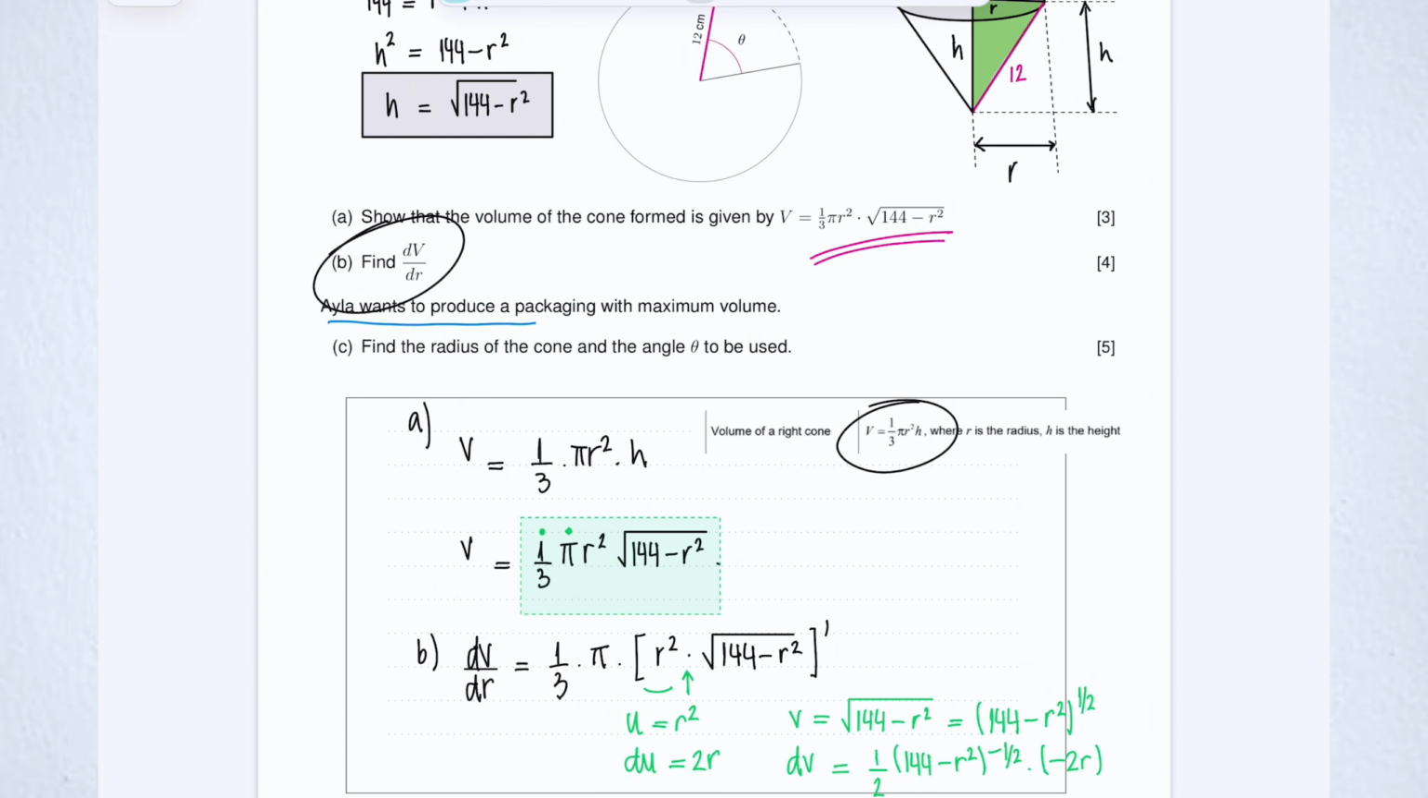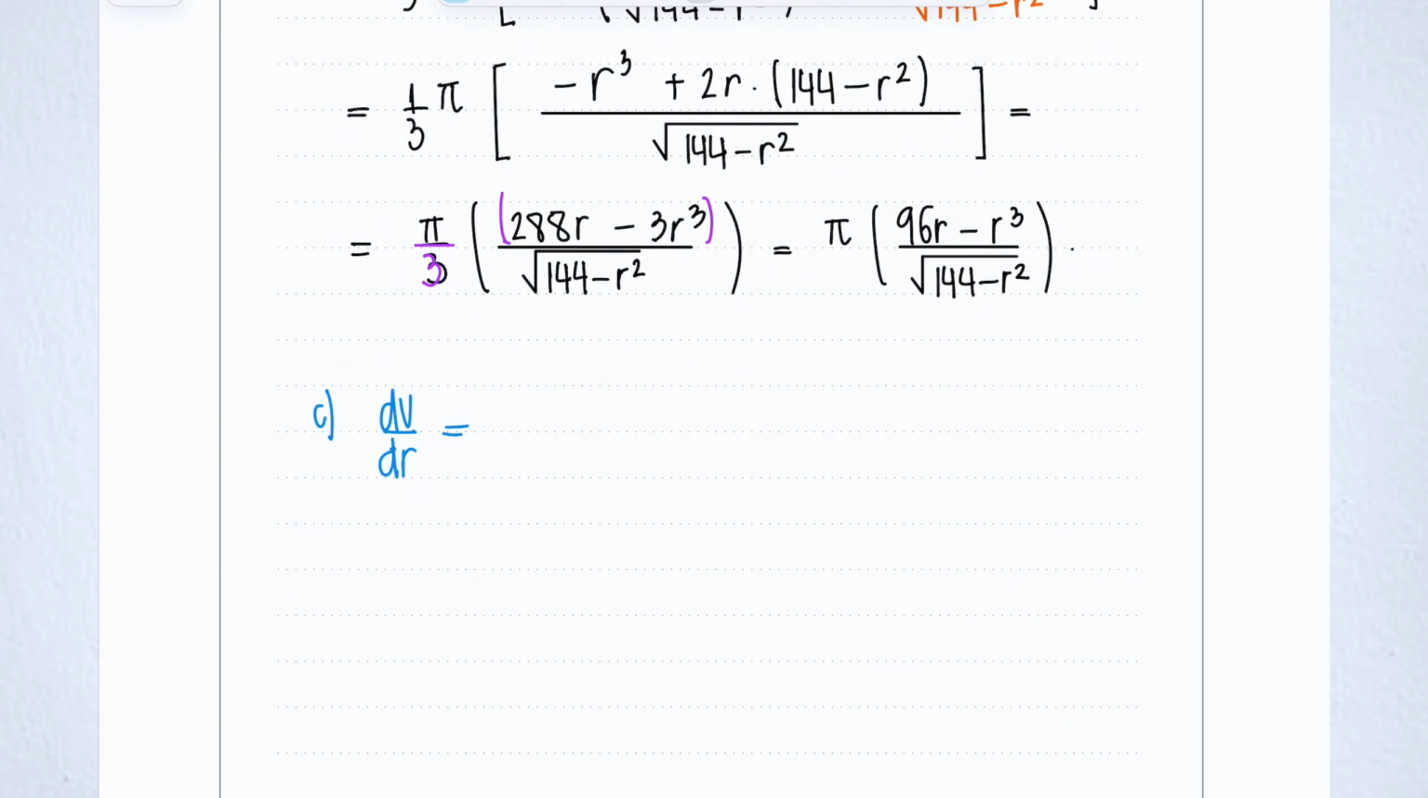And now, in order to maximize the volume, we are going to take this dV/dr and make it equal to 0. That's how we find maxes and mins. And in this case, we're going to find the max. If dV/dr needs to be equal to 0, that means that pi times 96r minus r cubed over the root has got to be equal to 0. Now, if we cross multiply this root, and do the same with the pi by dividing 0 by pi, we just get 0 on the right hand side, and all that we have left is the 96r minus r cubed in the numerator.